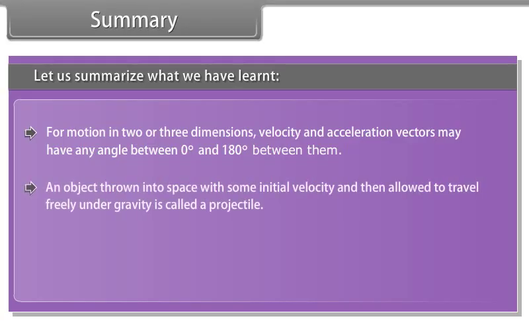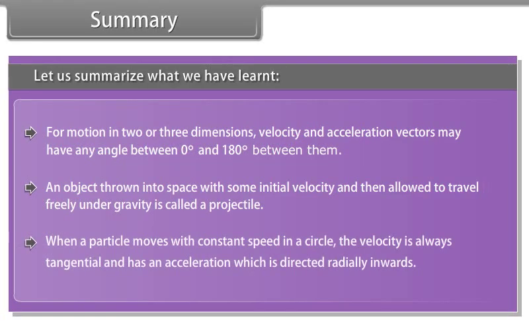An object thrown into space with some initial velocity and then allowed to travel freely under gravity is called a projectile. When a particle moves with constant speed in a circle, the velocity is always tangential and has an acceleration which is directed radially inwards.